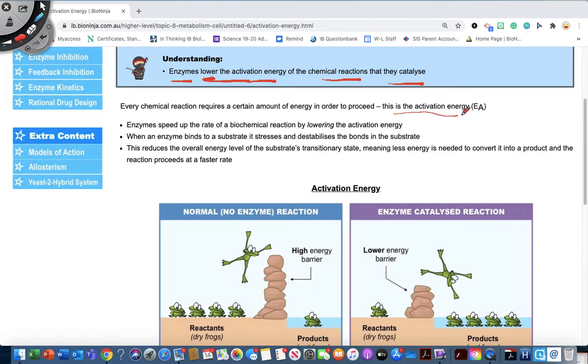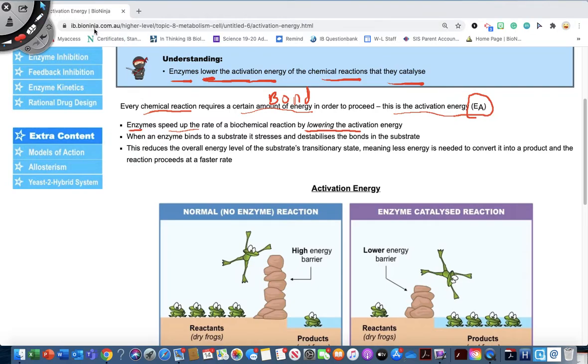The formula for activation energy is E subscript A. You have to keep in mind that every chemical reaction requires a certain amount of energy in order to proceed. Think of that energy to proceed as the energy found within the bonds. That's something important to remember as well. So what do enzymes do? Enzymes speed up the rate of chemical reaction by lowering the activation energy.